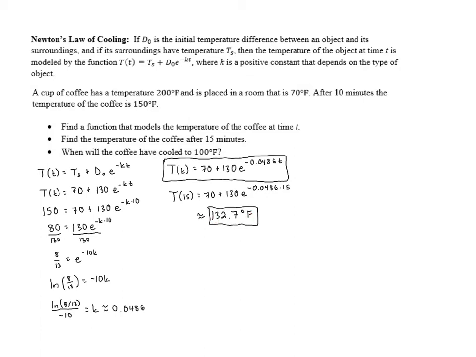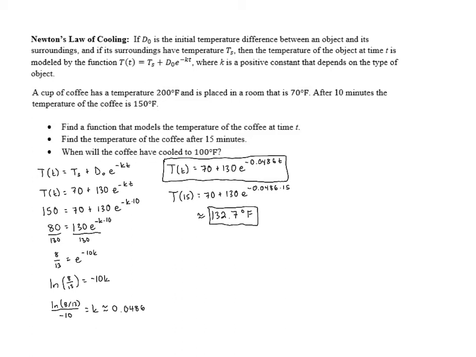And this should make sense. It started off at 200 degrees. After 10 minutes, it got to 150. And the surroundings are still cooler than the coffee. So the coffee should still be cooling down. And after another 5 minutes, it ends up being about 133 degrees. So this makes sense. Now the last question, when will the coffee have cooled to 100 degrees Fahrenheit?